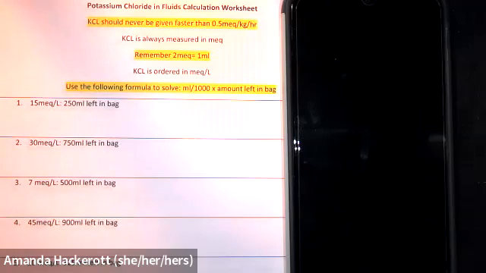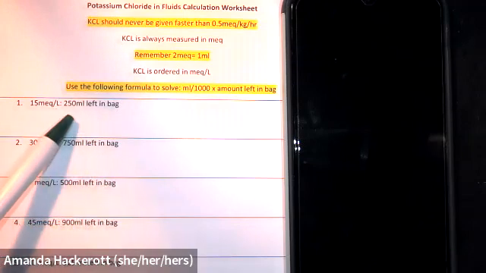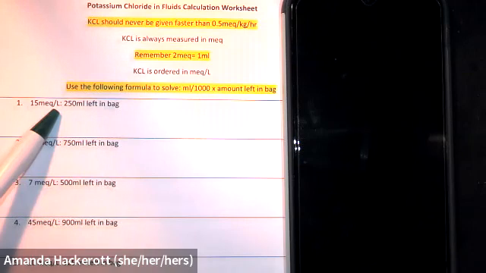Our formula for doing this type of calculation is the mLs that we want divided by 1,000 because it's always ordered in liters. And then we're going to times that amount by whatever's left in the bag. So with our first problem here, we have an order of 15 MEQs per liter. We need to know that there's only 250 mLs left in that liter bag. So we're not going to do this to order of a liter because there's only a quarter liter left.